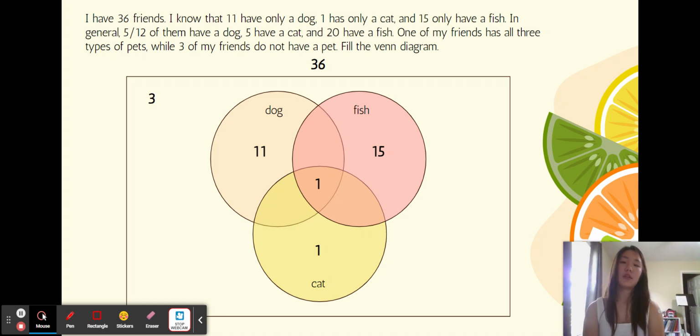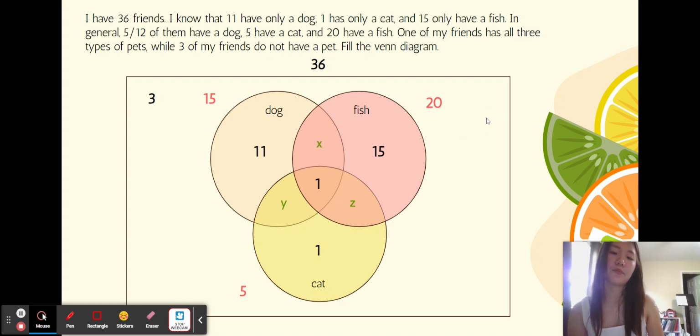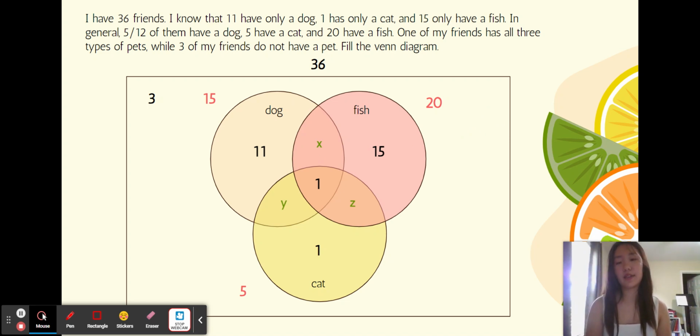So similarly, the 5 cat people and the 20 fish people, I know some information about them, but I can't directly fill in anything because I don't know what these overlapping regions contain. So I'm going to label them with variables x, y, and z. Now, after I do this, what I can do is create an equation for each of these categories.